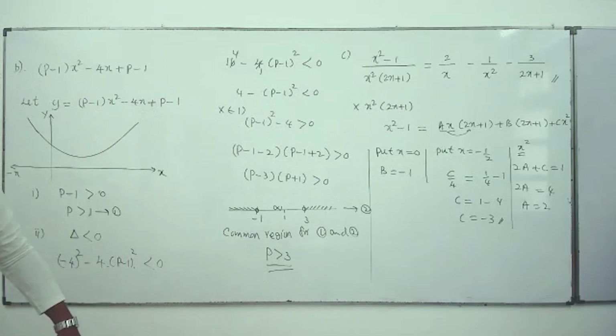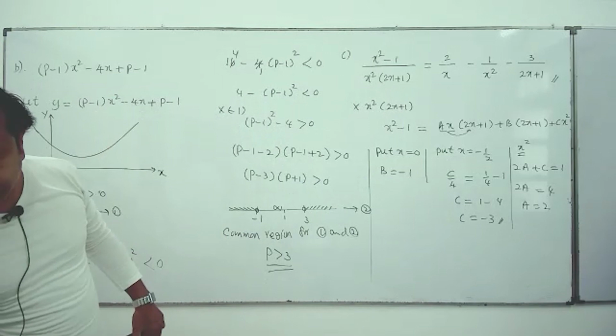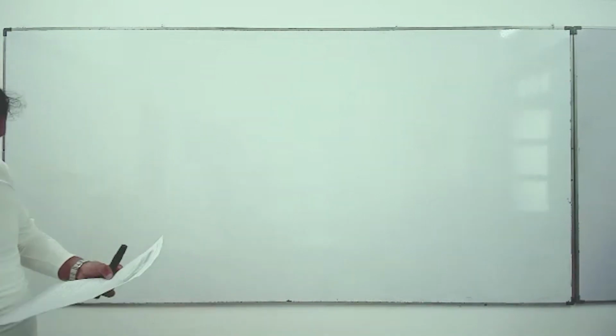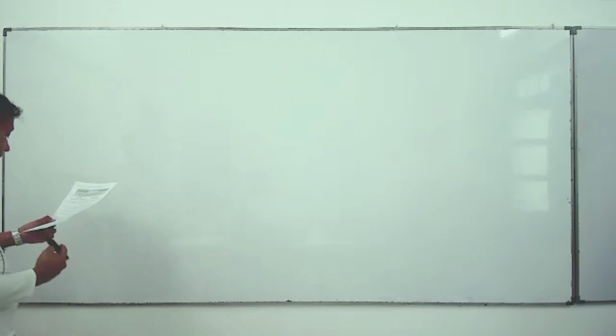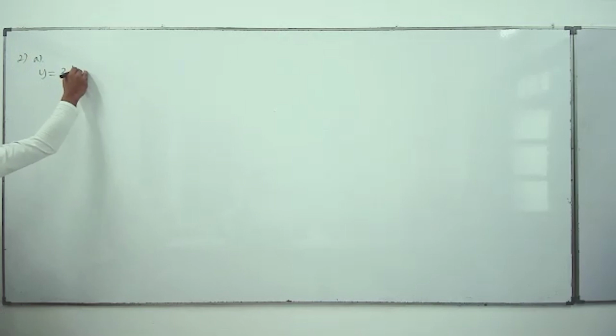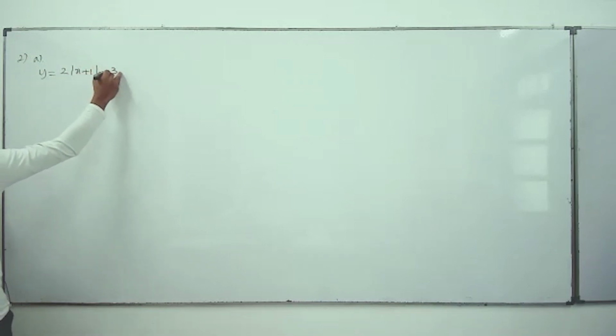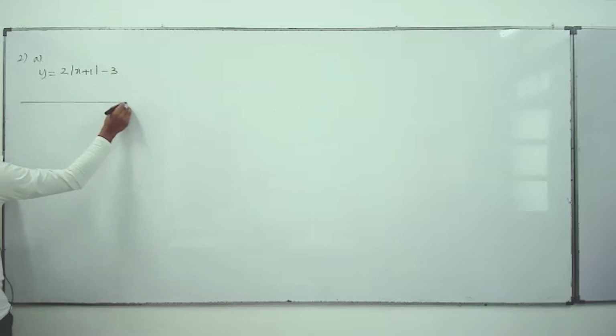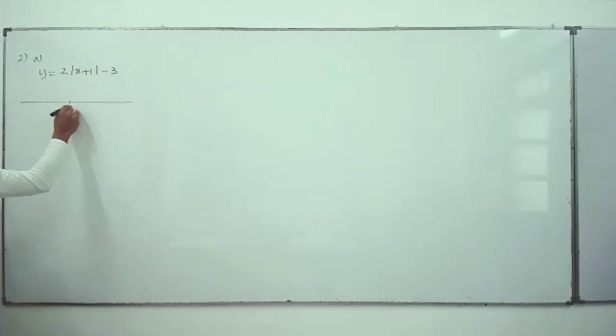Our next one, inequality part. Right. First graph is y equals 2 times mod x plus 1 minus 3. We can define this mod x plus 1. This changes at minus 1, no? Then mod x plus 1 on the right of minus 1 is equal to x plus 1. On the left of minus 1, it should be multiplied by minus, so minus x minus 1. Right.